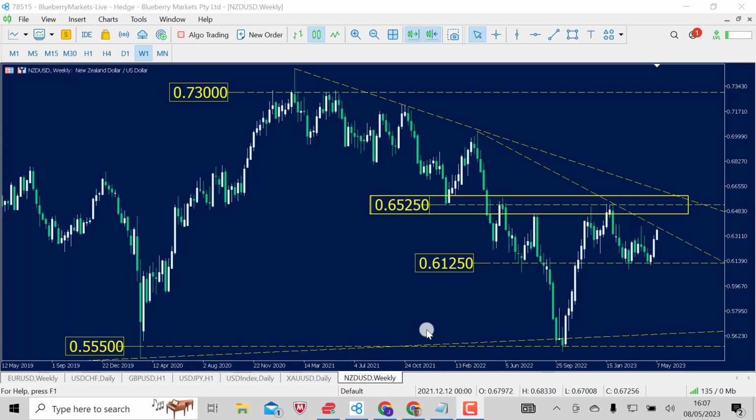In this video we're going to be taking a look at the New Zealand versus the US dollar as price is coming up into a key area of interest. So here you can see I've got the New Zealand US dollar chart in front of me.